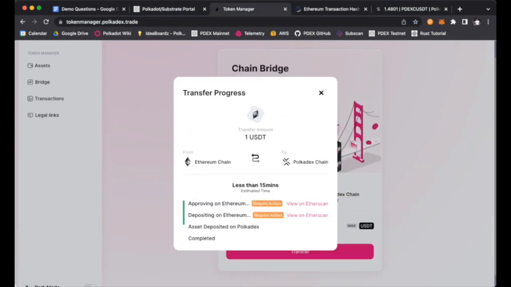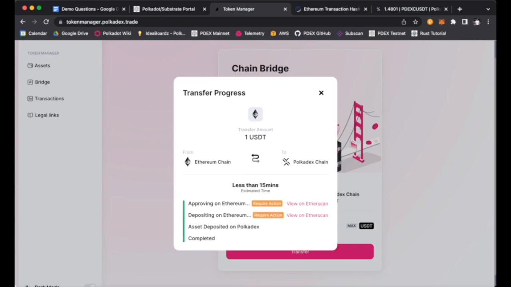And so for this, people need a MetaMask account, an Ethereum wallet with the MetaMask browser extension, and a Polkadex account with a Polkadot.js browser extension, right? Correct.